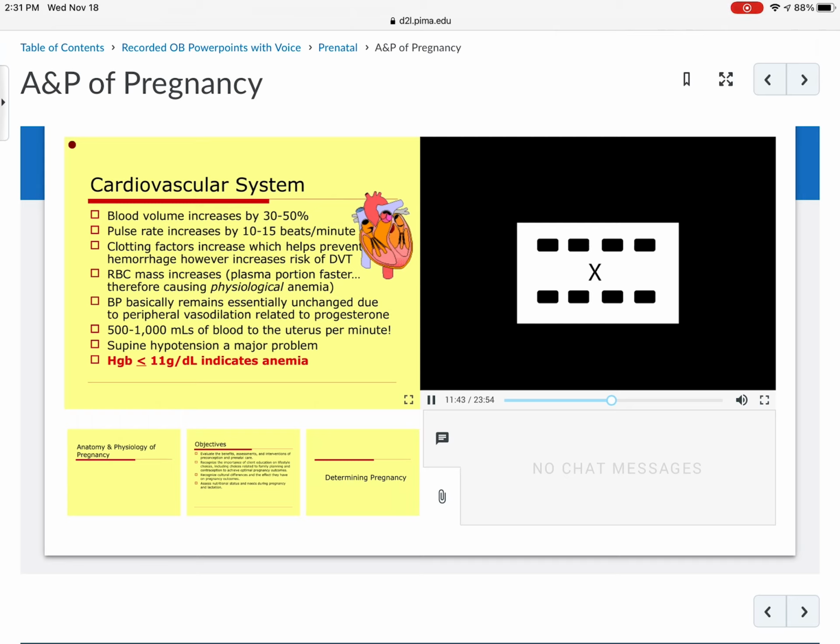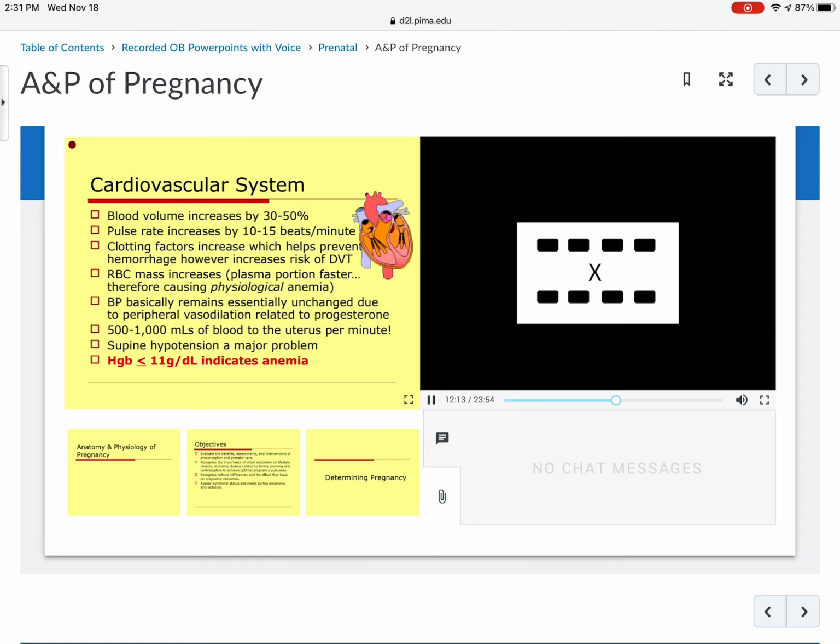We know that the clotting factors increase, which helps prevent hemorrhage for delivery, but it also increases their chances of DVT, which we talked about. Physiological anemia occurs as the red blood cell mass increases. The blood pressure should basically remain pretty much the same. Think about this, and when we talk about hemorrhage, this is why 500 to 1,000 milliliters of blood is pumped to the uterus per minute.